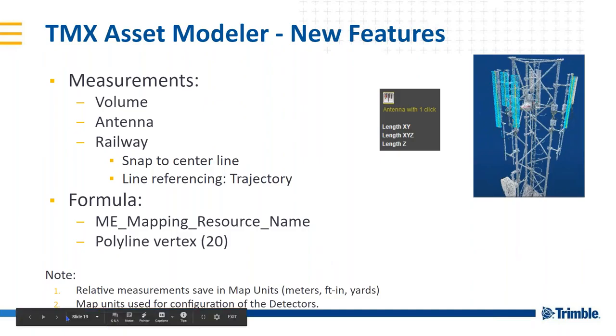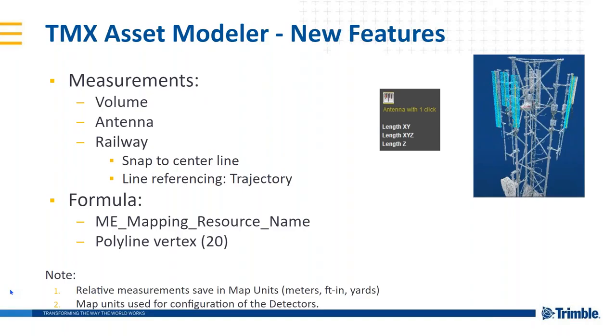In addition to that, we have some changes to the formulas and new things as well. We now have a new formula that would let you save the mobile mapping run name as an attribute. Could be handy if you're working with lots of runs and you don't know from which run a specific feature came from. So that's one formula.